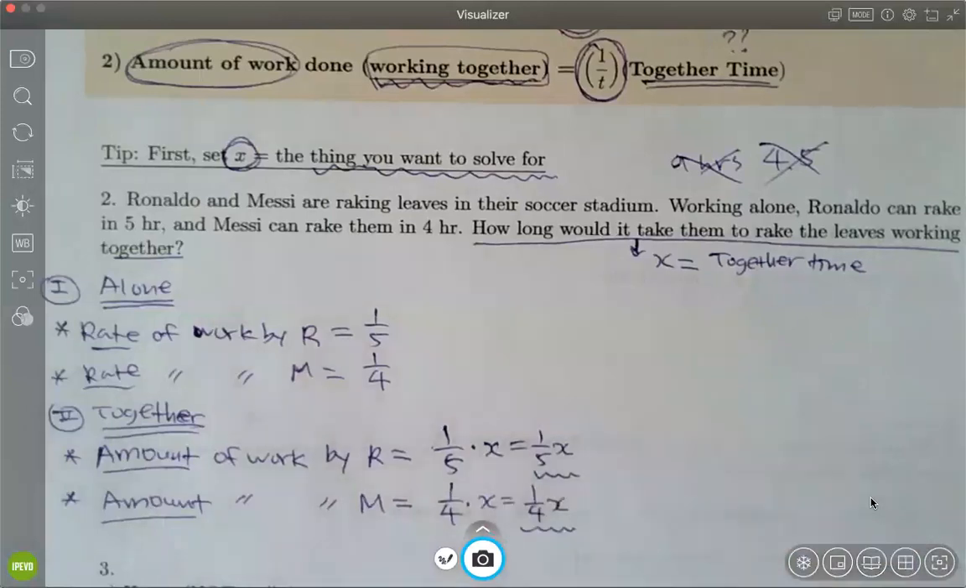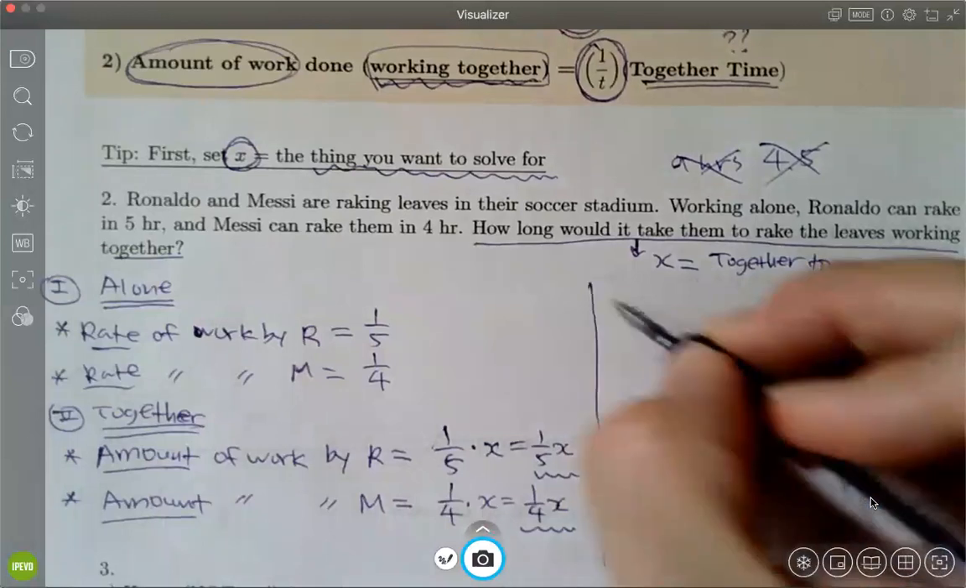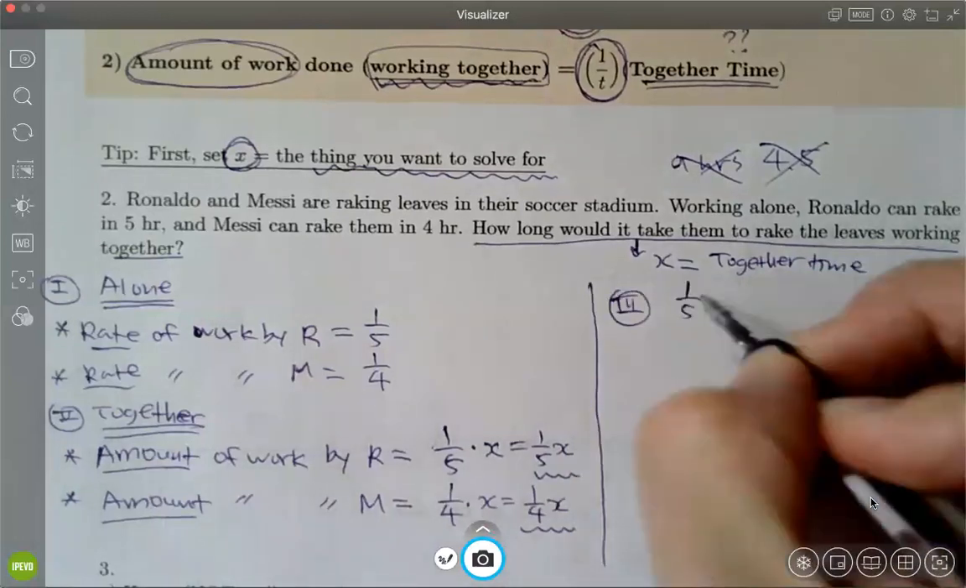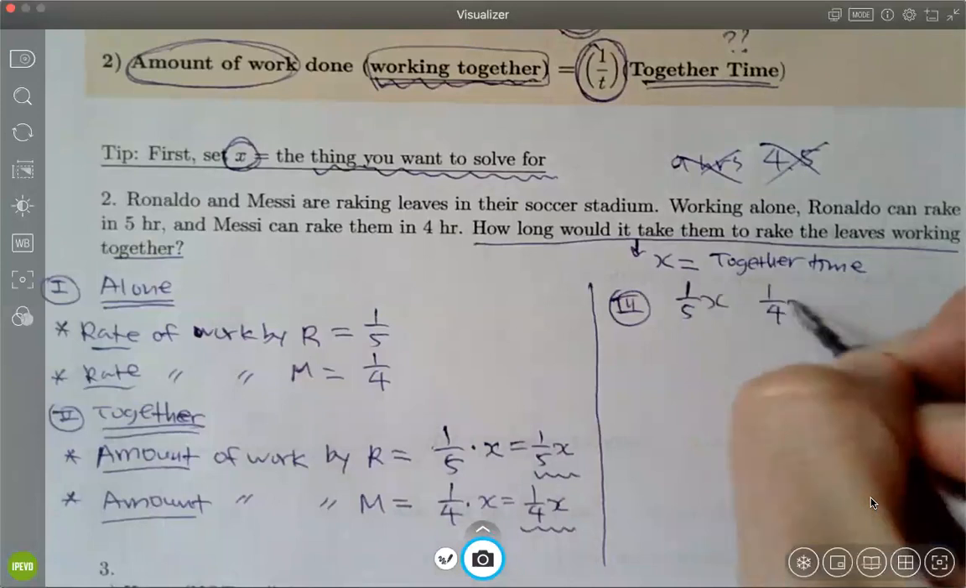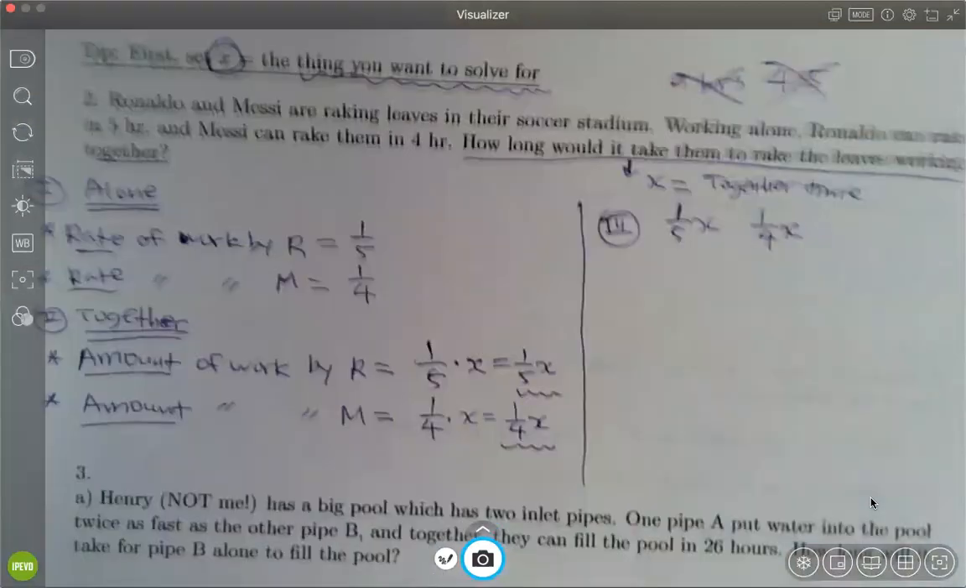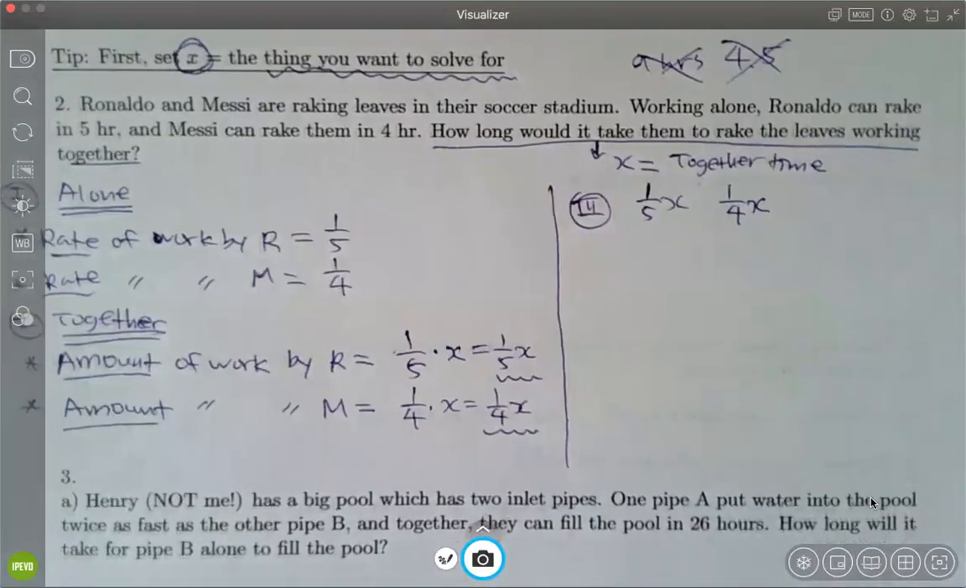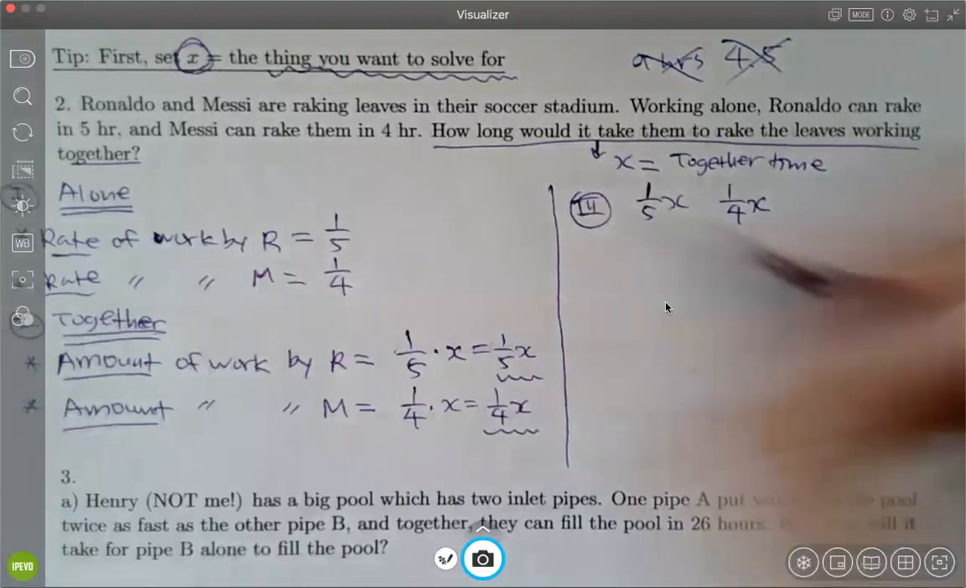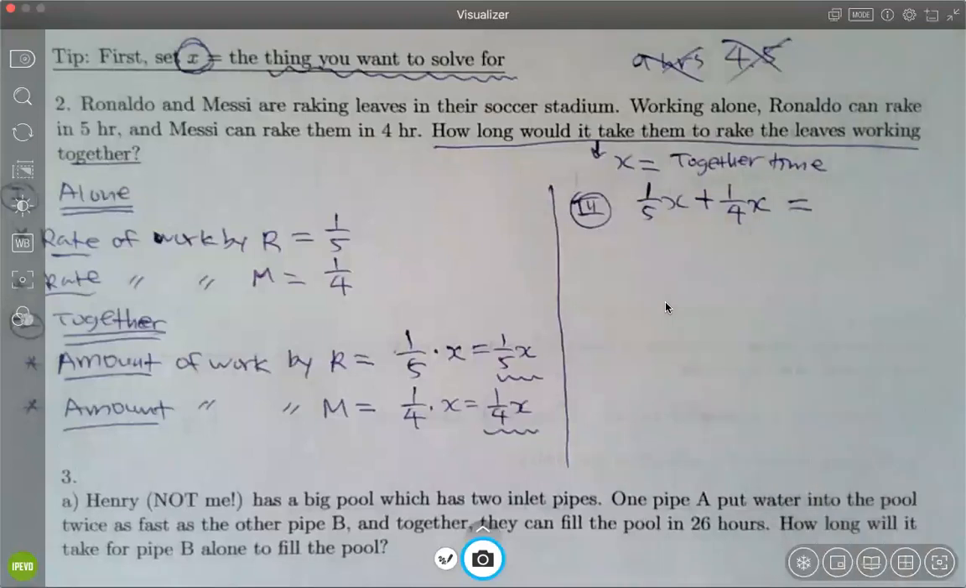Okay, so now, they are working together, right? What is the math symbol for together? Like, what's the algebra symbol, basically, for together? Add. Add, yes. Okay, so now, you add these two expressions. And on the other side of equality, we will write a number.